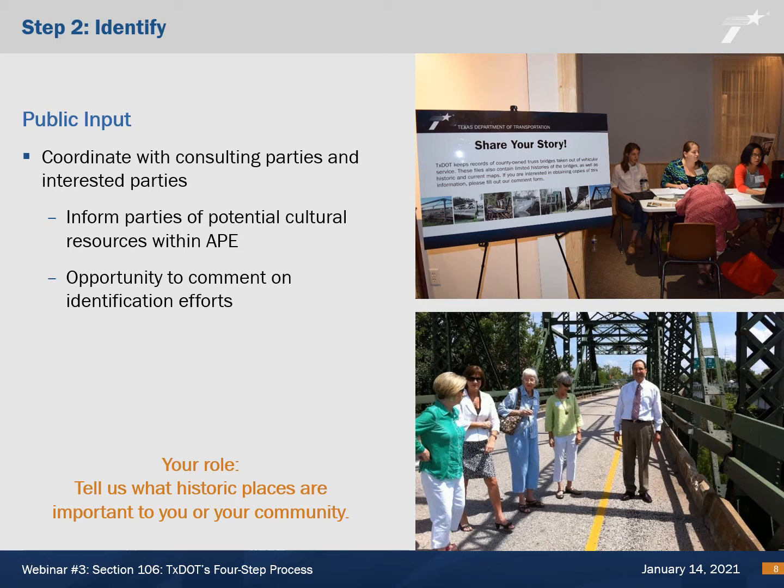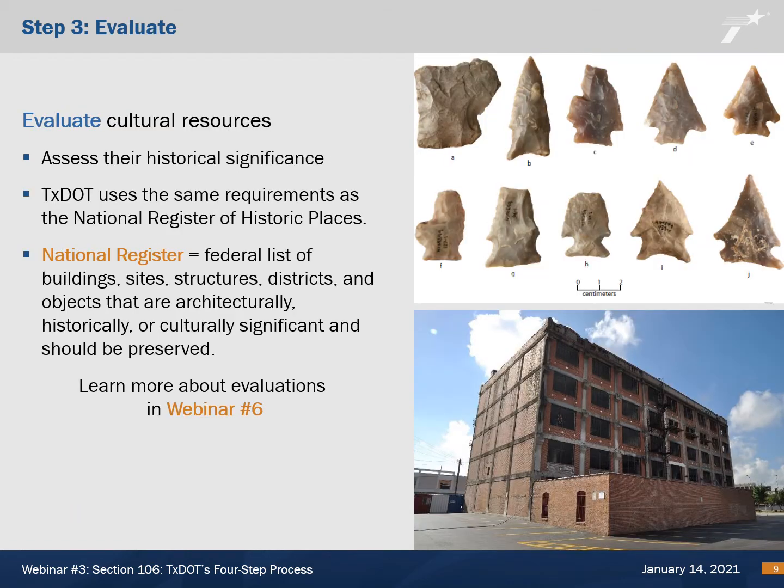If our survey does not find cultural resources in the APE, we end the search and complete the project as planned. TxDOT fulfilled its Section 106 requirements, and the historic preservation process is complete. However, if there are cultural resources in the APE, we continue to Step 3 and evaluate their historical significance.